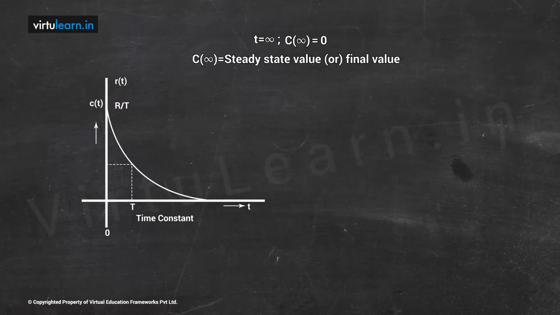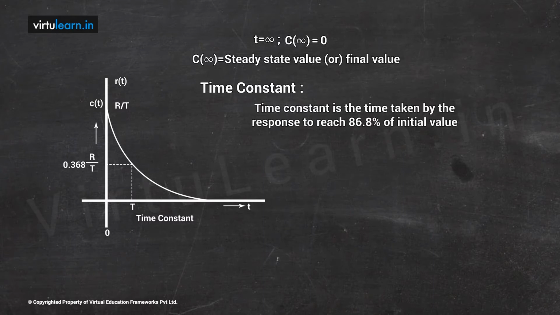The initial point is 1 by T and it is exponentially decreasing because we have e power minus t by T. Then it is going to 0 when t tends to infinity. What I am interested in is the point t equal to capital T, which we already defined as 0.368 into 1 by T. So the time constant is the time taken by the response to reach 36.8% of the initial value. The initial value is 1 by T, and the response reaches 0.368 of it when t is T, the time constant of the system.